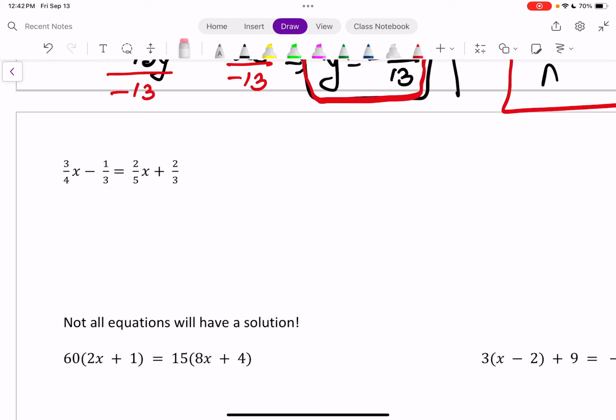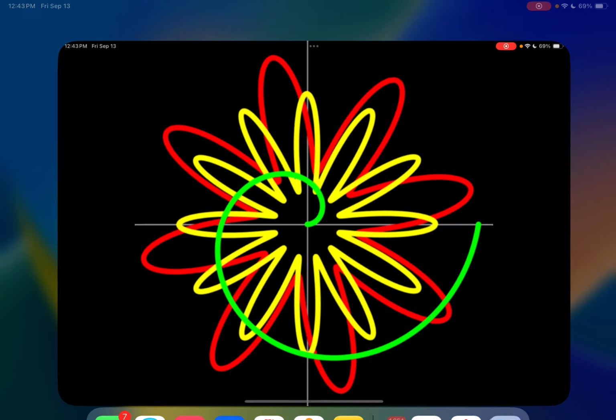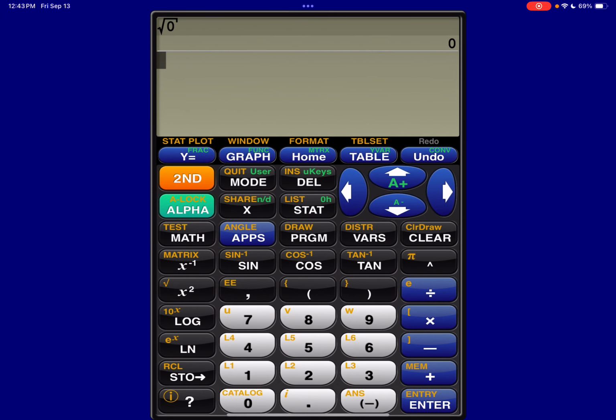Great. So I'm going to start by getting all the x's to one side. So I'm going to minus 2/5 x from both sides. Now, combining like terms, where's my calculator? I had 3/4 minus 2/5.